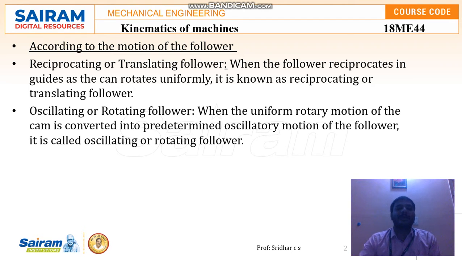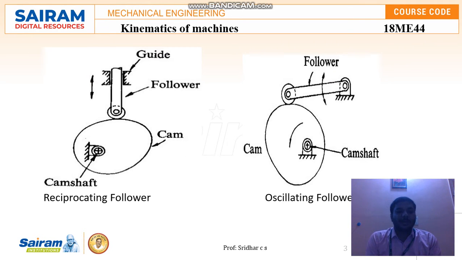Let's see the diagram of the reciprocating follower and the oscillating follower. You can see this is a cam, this is a follower, and this is a guideway which supports it on a fixed frame. We call it a frame, or a guide, which supports the follower in order to transmit the motion. And this is the camshaft, which is fixed inside the cam. Whenever the cam is rotating, irrespective of the direction, the follower has to follow the same direction.